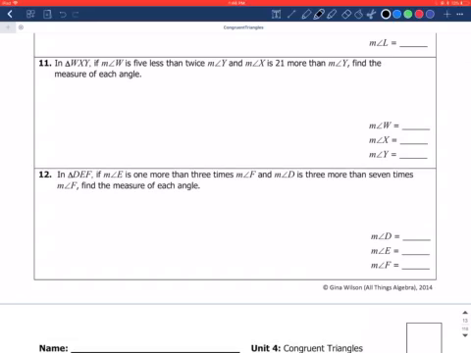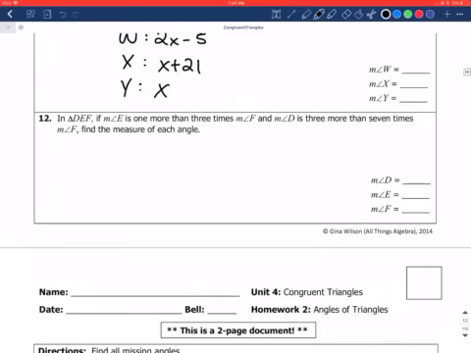W is 5 less than twice this. So if we have W, X, Y, again, what they're comparing it to is going to be X. So Y is going to be X, which is confusing, but that's okay. W is 5 less than twice that. So we'll do 2x minus 5. And then for angle X, that's 21 more than that. So that will be X plus 21. Add those 3 together, gives you 180.